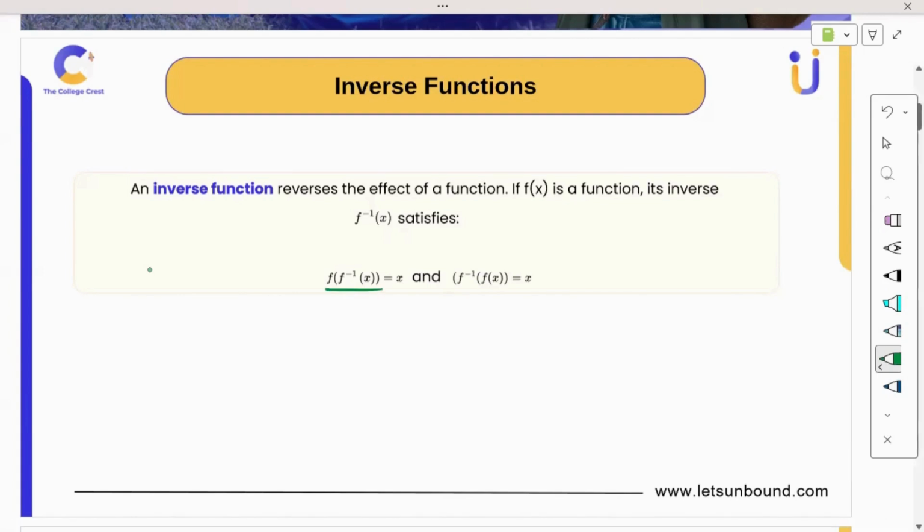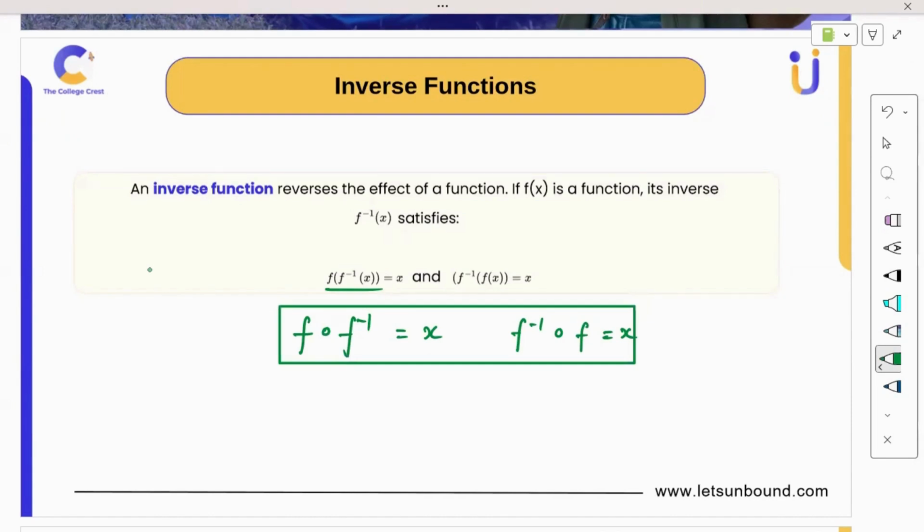So f, the original function, and its inverse, if you composite them, you will get x, the input. And also the reverse way: f inverse composited with f, this way also you should get x. Basically, it undoes. If your f is taking a square root, then f inverse is to square it. So root x squared will give back x. This is how the inverse function works.